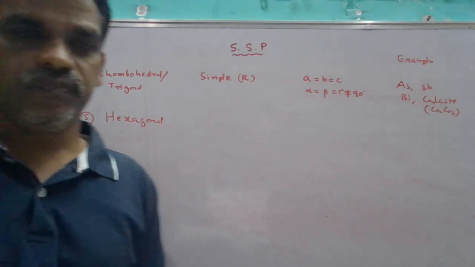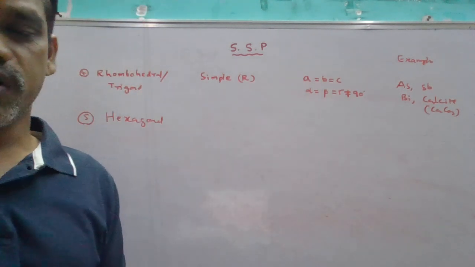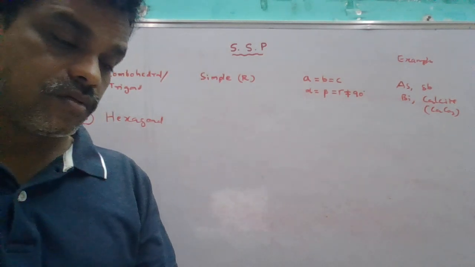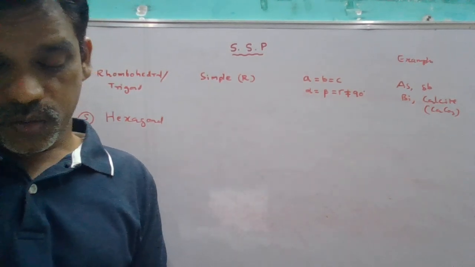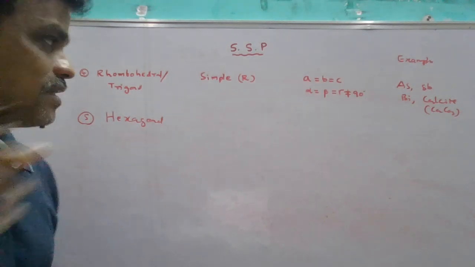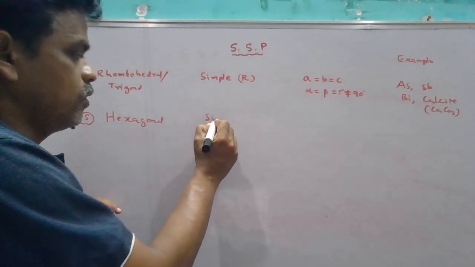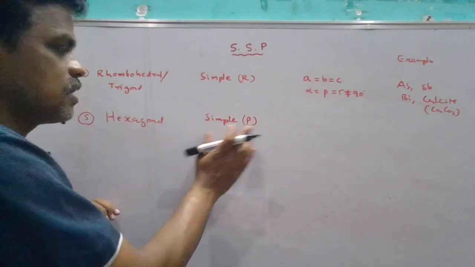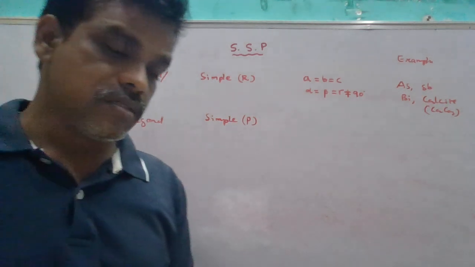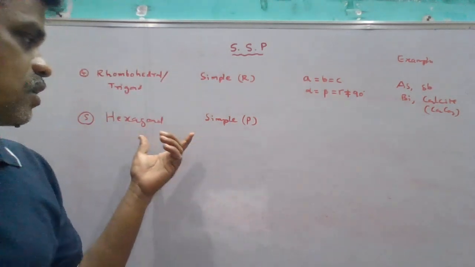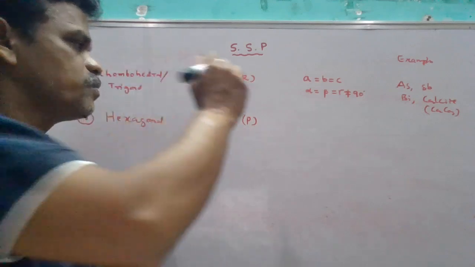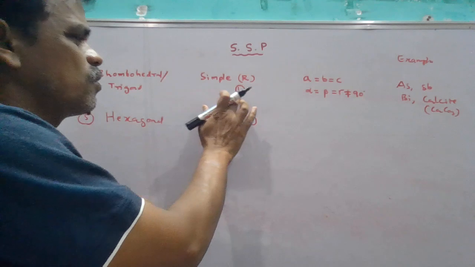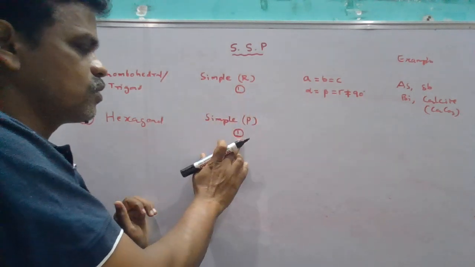Hexagonal crystal system. So here in hexagonal crystal system, what about Bravais lattices? Hexagonal system has only simple hexagonal, that is P. Simple hexagonal, that is P. This is one Bravais lattice. In rhombohedral or trigonal only one exists, and in hexagonal system only one exists.